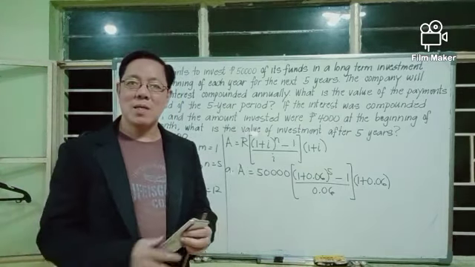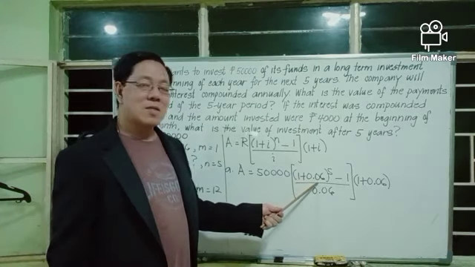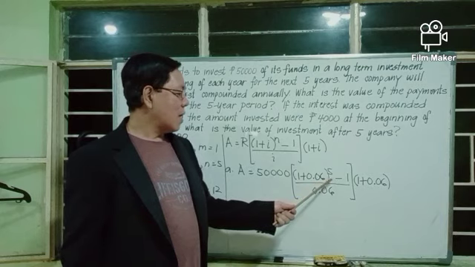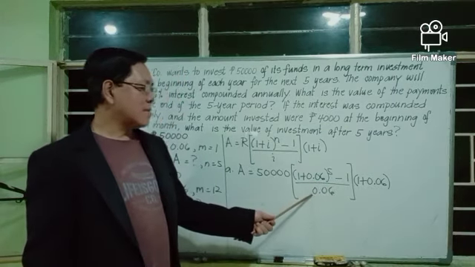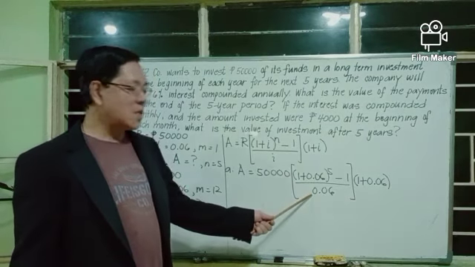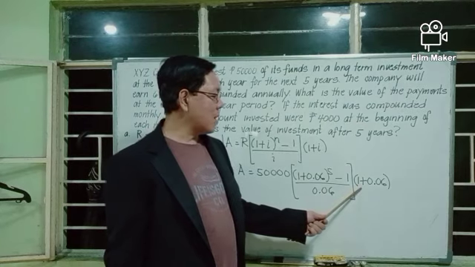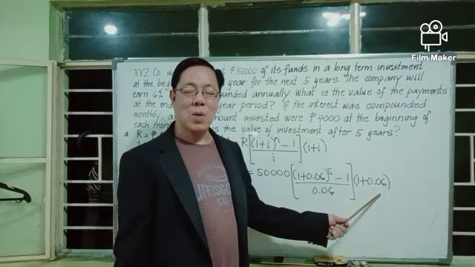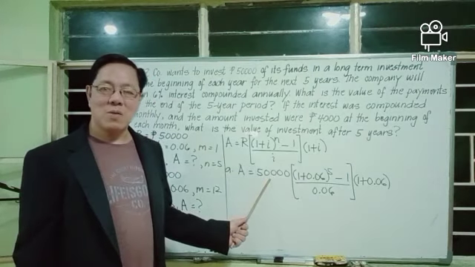Again, we start with the sum 1 plus 0.06, raise that to 5. And from the answer in the calculator, you subtract 1. And the answer in the calculator divide by 0.06. And the answer in the calculator multiply by 1 plus 0.06 or 1.06. And multiply again by 50,000 pesos.